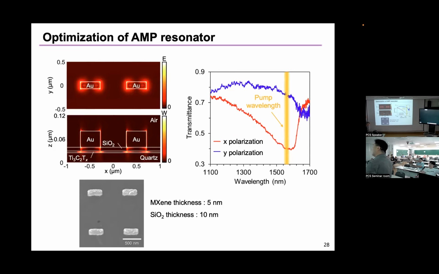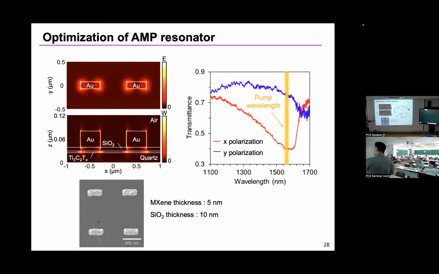Okay, so we tune the structure to increase the field enhancement. The rectangular, asymmetric structure is used for the gold layer here, and the MXene layer is located here, and the SF2 tracer is here. So this is the fabricated structure.